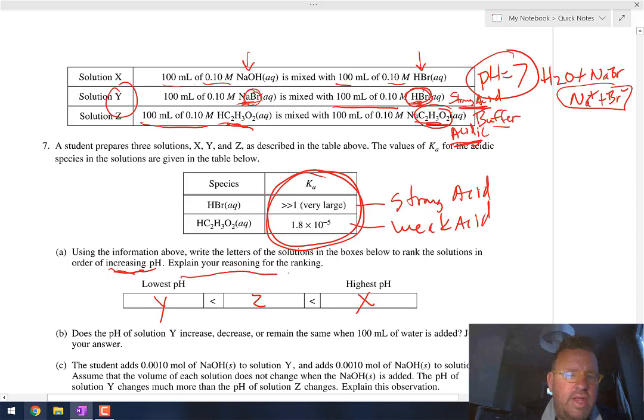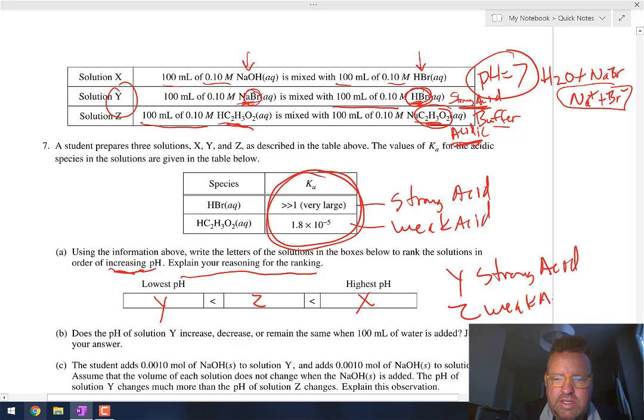And then explain your reasoning for the ranking. Again, I would just quickly go through it. Solution Y is a strong acid solution. Z is a weak acid buffer. And X is a neutral solution.